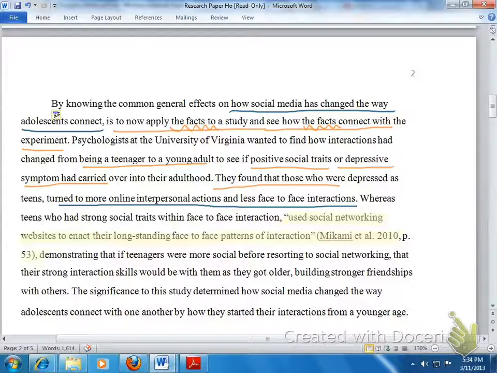Whereas teens who had strong social traits, and then we have a quote, right, in this case they're using the quote, "use social networking websites to enact their long-standing face-to-face patterns of interactions," demonstrating if teens were more social before. This is still describing what the summary did. It's not yet telling us why it matters or how it's being analyzed. So there's a lot of summary in this paragraph, right? It's demonstrating this.